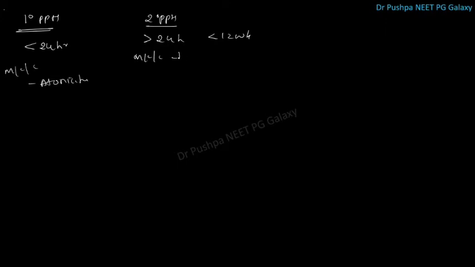Primary PPH is if PPH is seen within 24 hours of delivery. What is secondary PPH? If there is blood loss after 24 hours and within 12 weeks, it is called secondary PPH. The most common cause of primary PPH is atonicity. The most common cause of secondary PPH is retained placenta. The most common cause of PPH overall is atonicity.